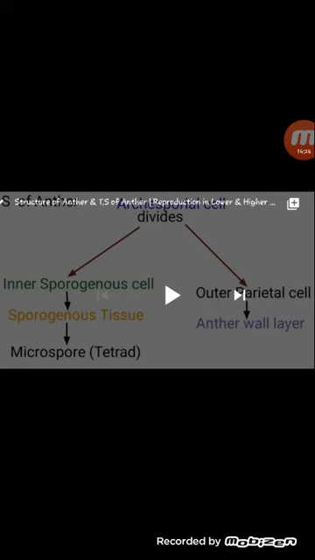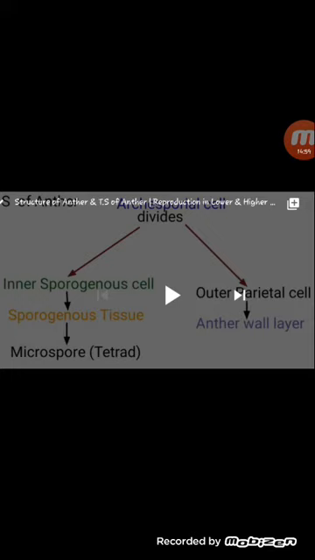Now, this inner sporogenous cell gets further divided into sporogenous tissue, and this tissue forms microspore tetrad. The outer parietal layer is the anther wall layer of the anther. That's the anther wall. So let's have a quick recap.